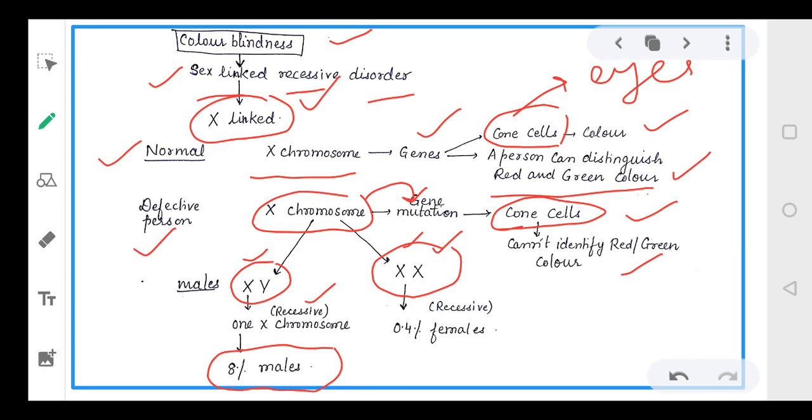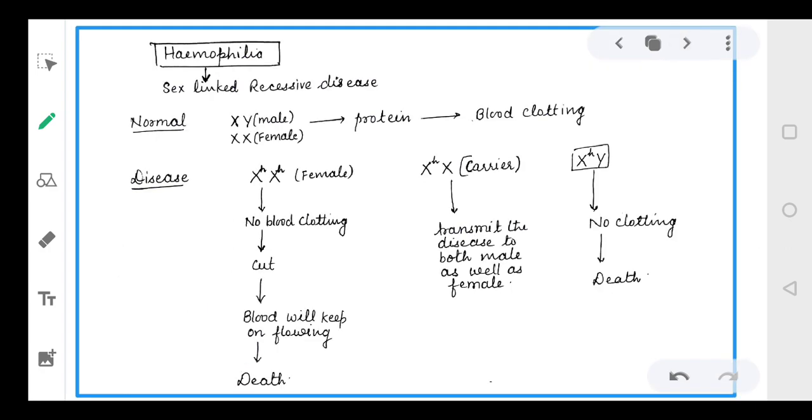Then only the expression in females will occur, and so it has been observed that the chances of suffering in females will be only 0.4%. It is only 0.4%, right? Okay, students. So the probability that the males have color blindness is more, and the probability that the girls or the females have it is less. Okay. Now come to the next, that is hemophilia.